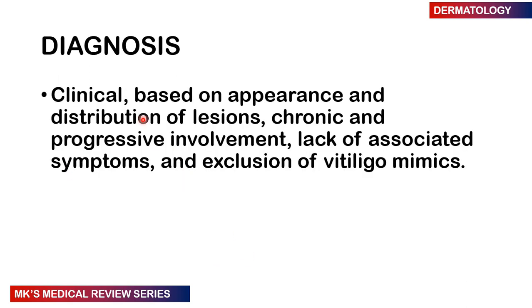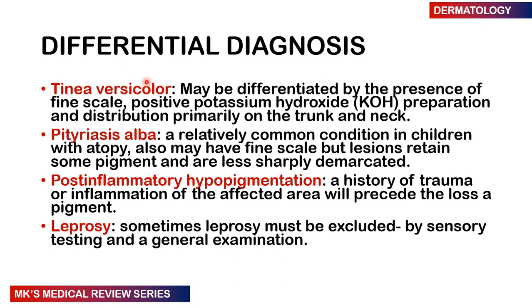Diagnosis is often based on clinical appearance as well as the distribution of the lesion, the chronicity of the condition, the progressive involvement and the lack of associated symptoms, and also with exclusion of other conditions that may mimic vitiligo. Our differential diagnosis is going to be tinea versicolor, which may be differentiated by the presence of these fine scales.